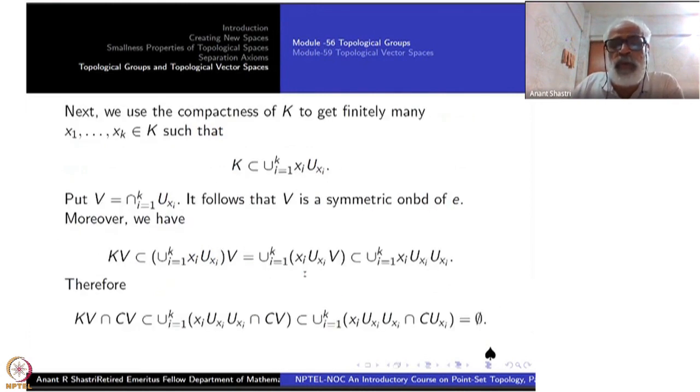Now we use the fact that K is compact. So if K is compact, there will be finitely many x1, x2, ..., xk belonging to K such that K is contained inside the union of xi Uxi, i equal to 1 to k. Why? Because these x Ux, as x varies over K, will cover K, and that's an open cover. So out of that, you extract a finite cover. Now you put V equal to the intersection of the Uxi.